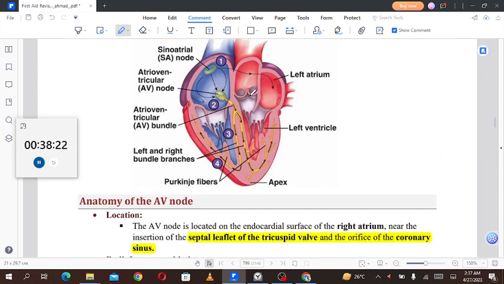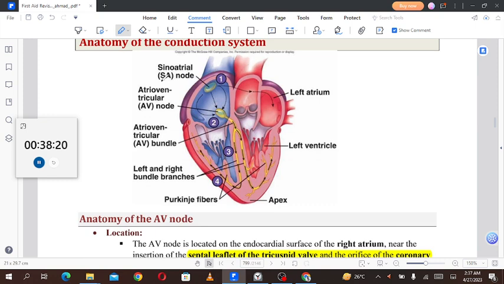Now the conduction system consists of the sinoatrial node, the pacemaker, from where the impulses for the contraction of the heart are being generated. Then we have the atrioventricular node, which is over here, AV node. Then the atrioventricular bundle, which is present after the AV node. Then the AV bundle splits into right and left bundle branches, and then the Purkinje fibers originate from that, and they are supplying the muscle to the ventricles, and over here the apex, left ventricle, and left atrium.